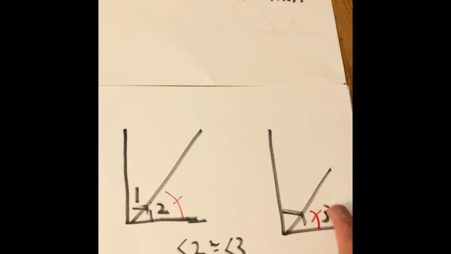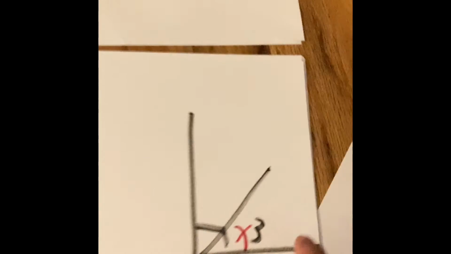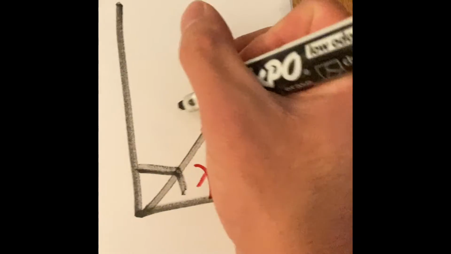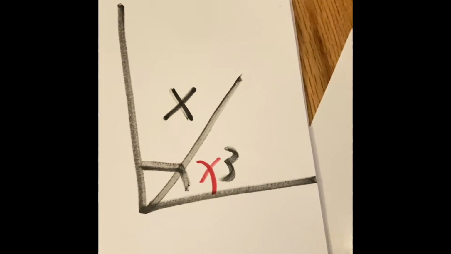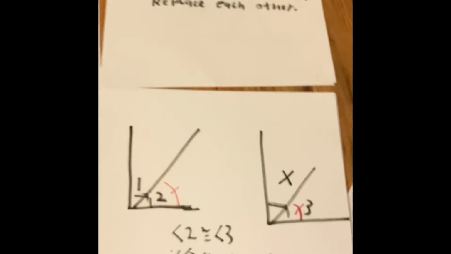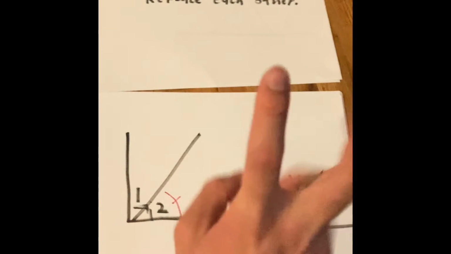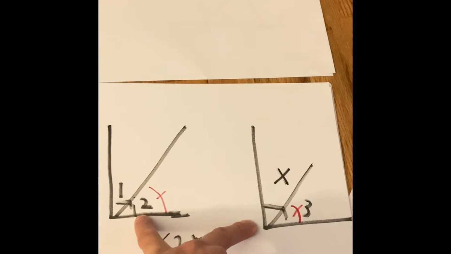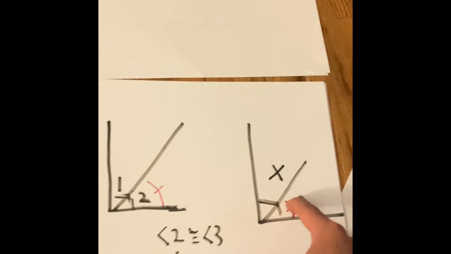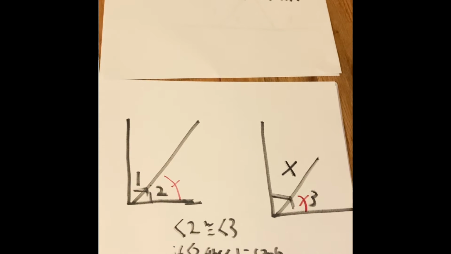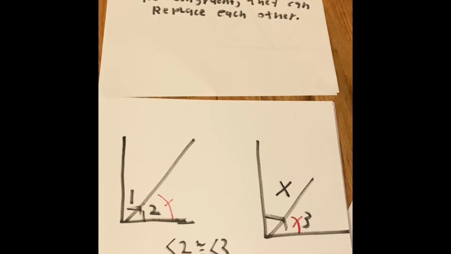Here's the replacing part. If angle 2 is congruent to angle 3, then we could say that angle 3 is complementary to the missing angle right here. We're going to call it x. That's because we've used the substitution property: if these two are congruent, and that is complementary to that, and they're both 90-degree angles, then angle 3 has to be complementary with angle x. Let's look into a proof and see how it might apply in a proof.